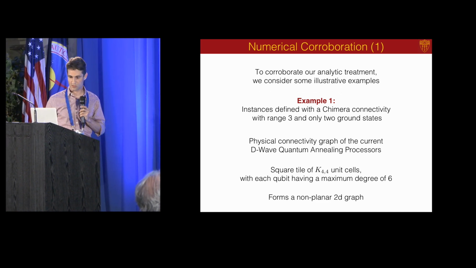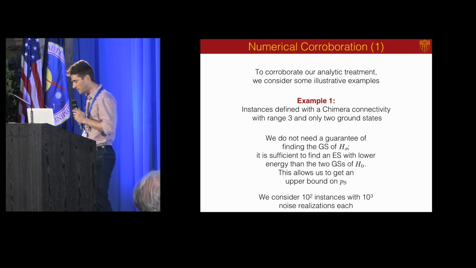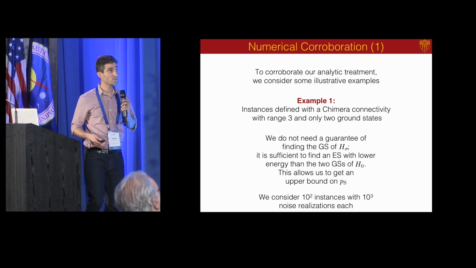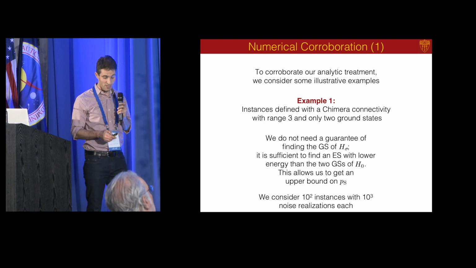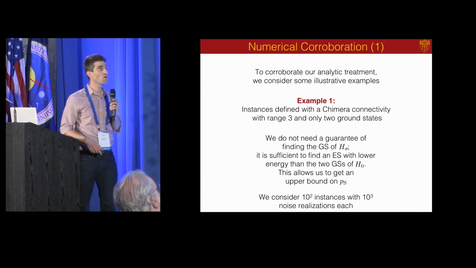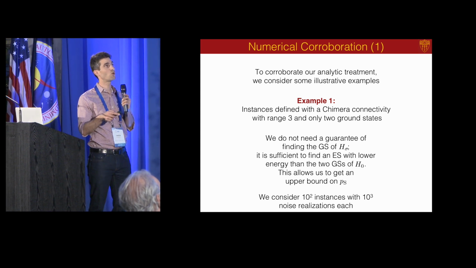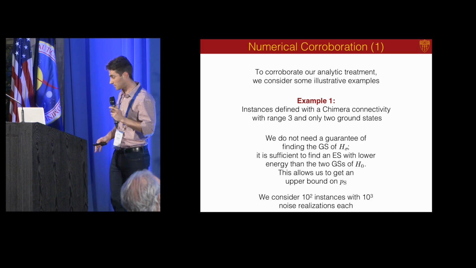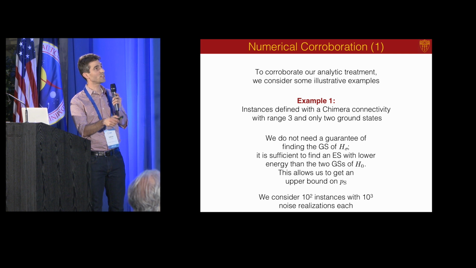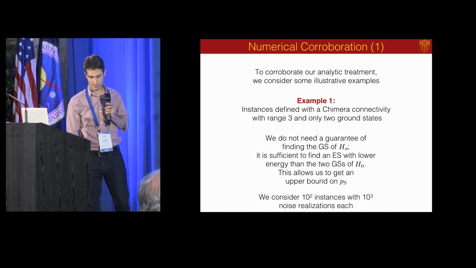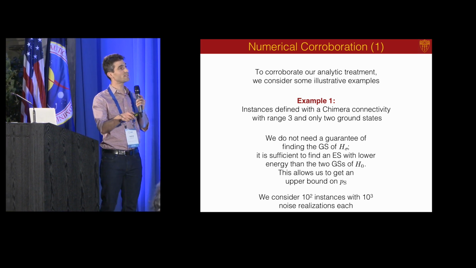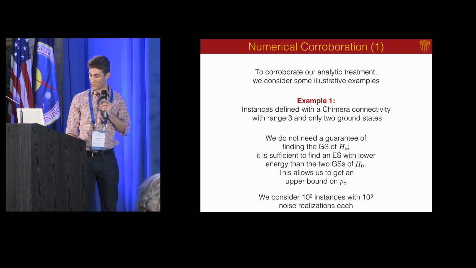Now, why is this useful? It's useful because it means that we don't need to have a guarantee that we found the ground state of the implemented problem. All we need to do is find an excited state of the original Hamiltonian that is lower in energy than the 2 ground states according to H sigma. This will guarantee us that H sigma's ground state is different than the original 2 ground states. So what this does is that it actually gives us an upper bound on what PS is. So now what we do is we construct 100 of these instances, and for every instance, we generate 1,000 noise realizations on them.